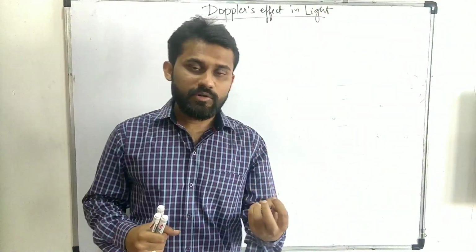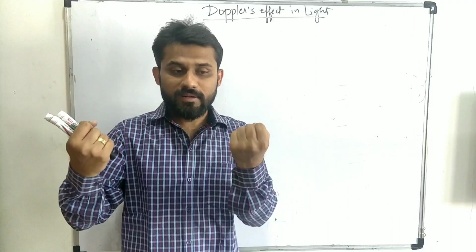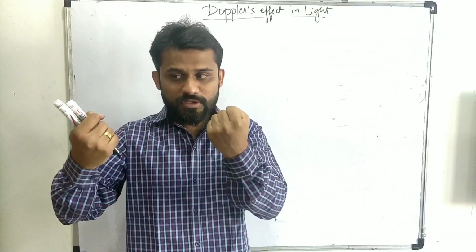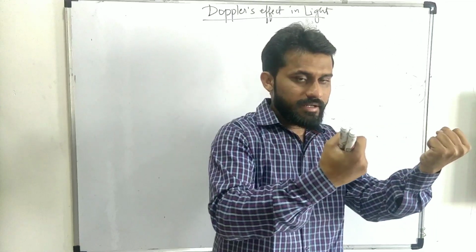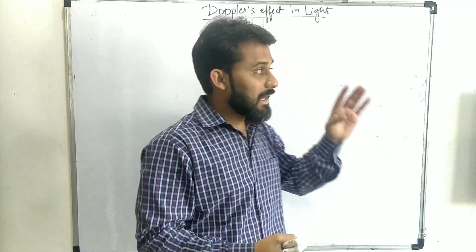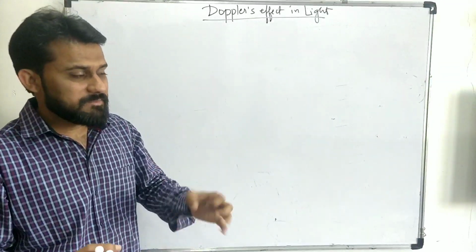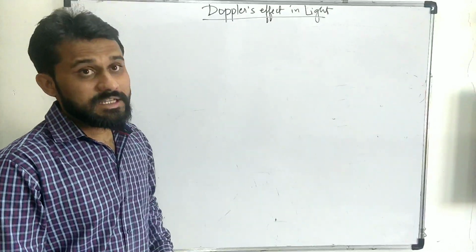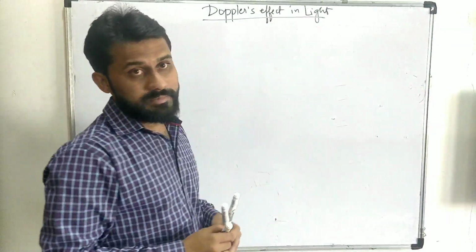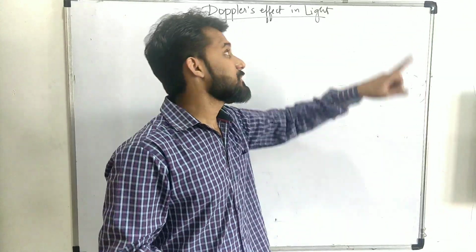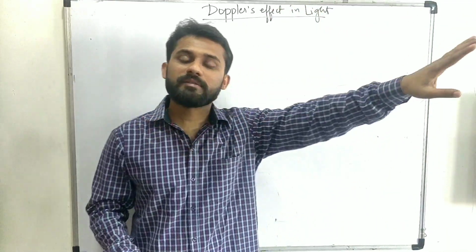So in sound what we have seen is, if a source and observer are moving relative to each other, then if the source and observer are moving towards right or moving towards left, in both cases you will get different answers. But in the case of light it is not like that. In light, if the relative velocity is the same, you will always get the same answer. Means in light it is symmetrical. Why is it so? Because in the case of light, the speed of light is constant for all observers.